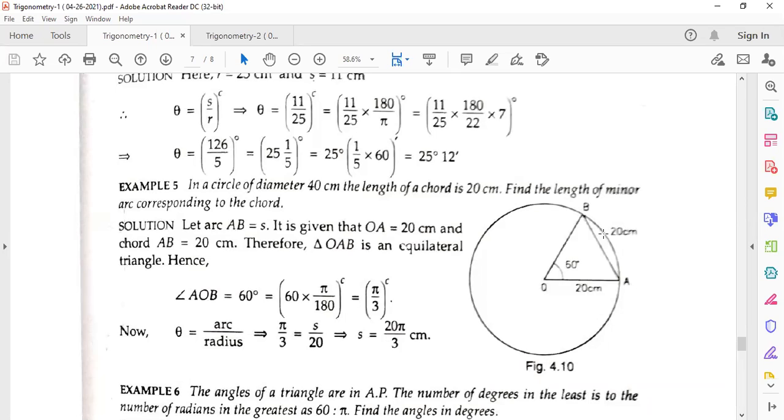In the circle, diameter is given 40 cm. Length of the chord is given. Length of the chord also given, that AB chord is 20 cm. We have to find out the length of the minor arc. Minor arc means we have to find out this AB, arc AB.